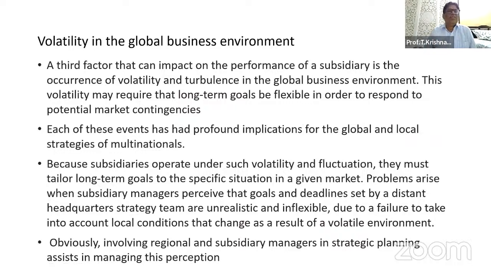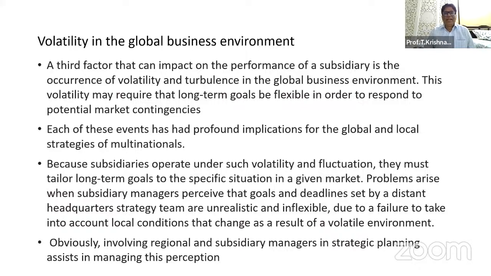Then the third thing we need to discuss is volatility in the global business environment. The third factor that can impact on the performance of a subsidiary is the occurrence of volatility and turbulence in the global business environment. This volatility may require that long-term goals be flexible in order to respond to potential market contingencies. Each of these events has had profound implications for the global and local strategies of multinationals.